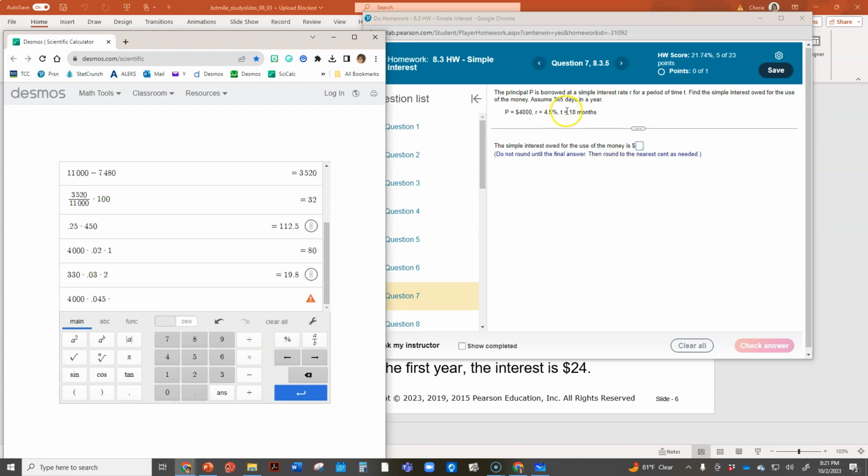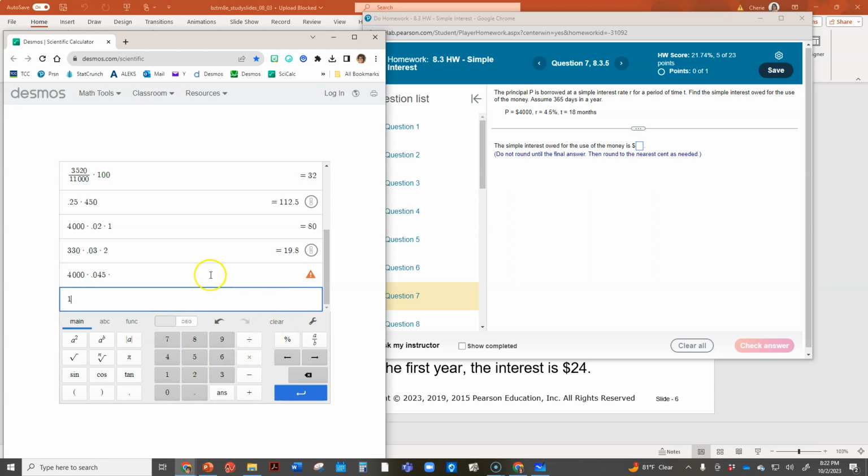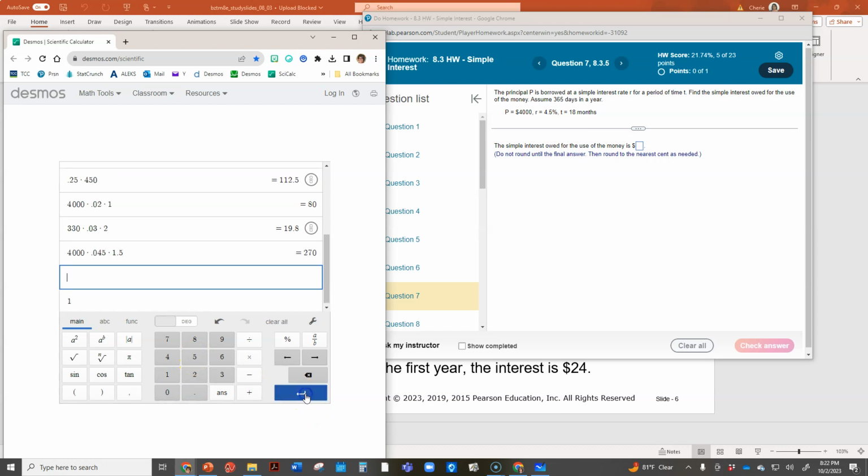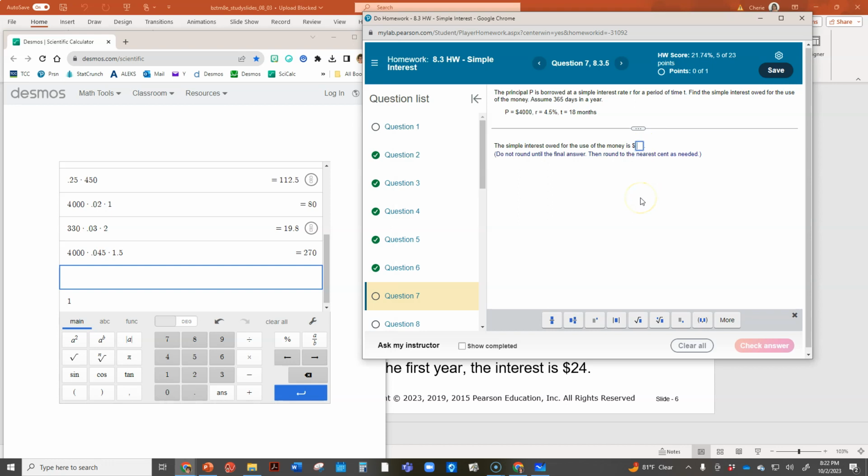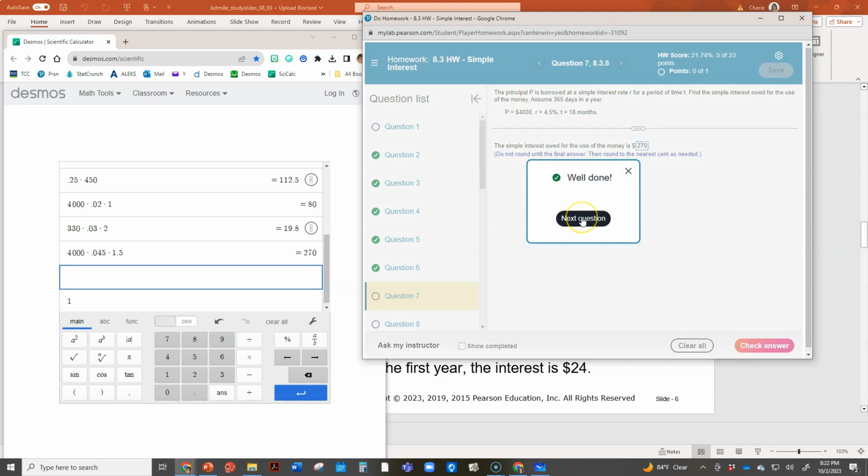I think it's 1.5 because 18 months is 12 months, which is 1 year, plus 6 more months, which is half a year. So that's why I think it's times 1.5. So I'm going to do 1.5. And so that tells me that my answer is $270. I'm going to type in 270 and see if it's right. And like I said, if it's wrong, we'll discuss the right answer on the next video. Okay, I thought I was right.